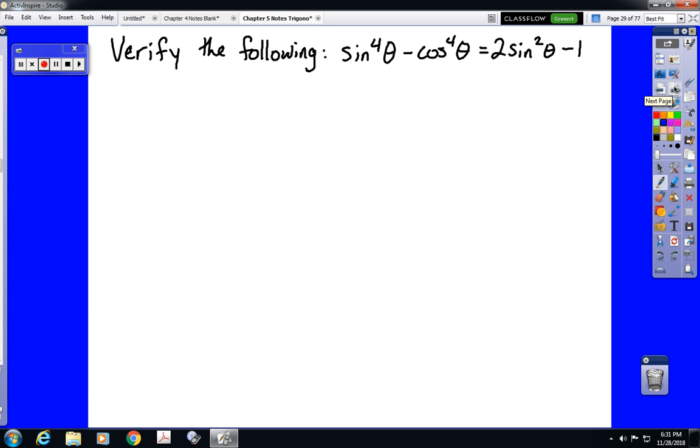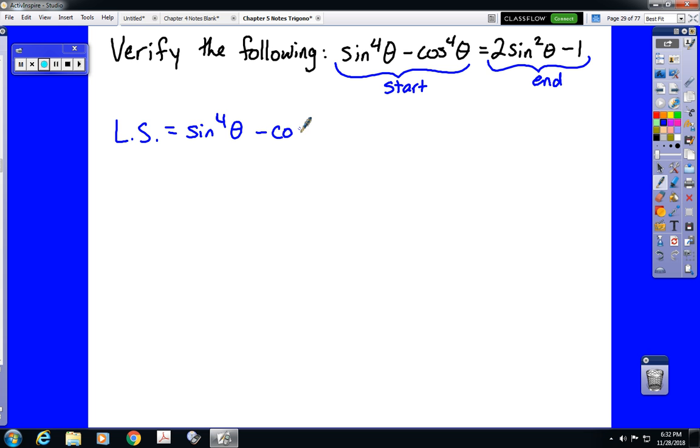Okay, so here we have one that is a higher exponent than we are used to. This one actually might be easier for you than the previous one if you have any amount of interest or talent when it comes to factoring. We're going to start with the left side, and that will end up being the right side. So if we start with the left side of this expression, which is sine to the fourth theta minus cosine to the fourth theta, we should see, or hopefully would see, that that is a difference of two perfect squares.